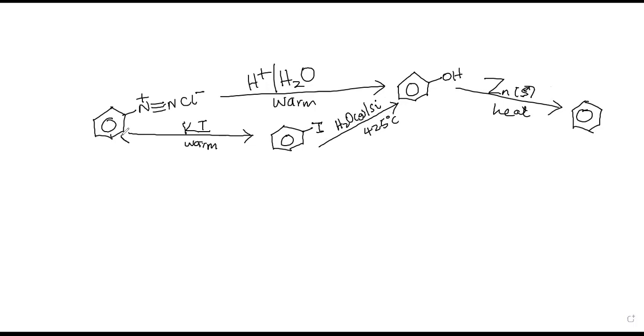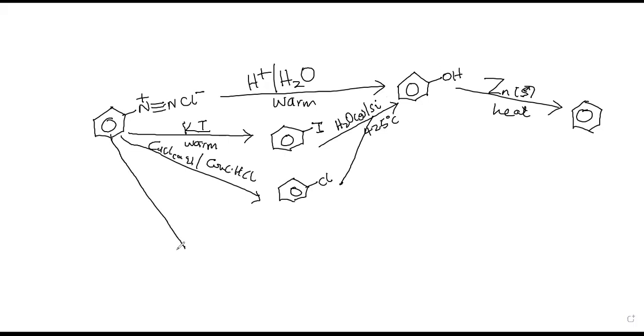Still, you can use other reagents to get other compounds. You can add aqueous copper 1 chloride. When you add aqueous copper 1 chloride, you add also conc. HCl. This would give you chlorobenzene. From chlorobenzene, you add same materials: steam in silicon at 425, you get phenol, you continue.